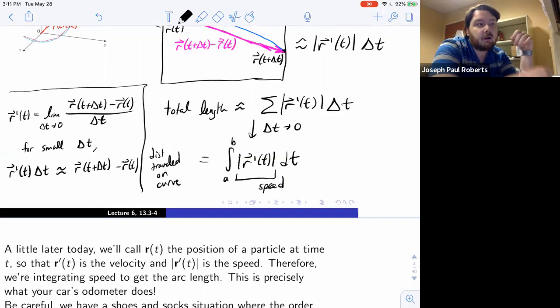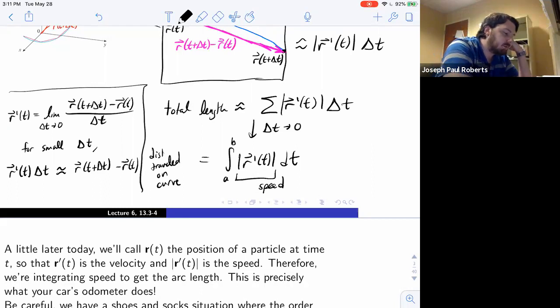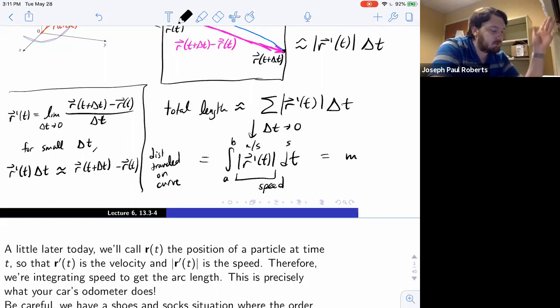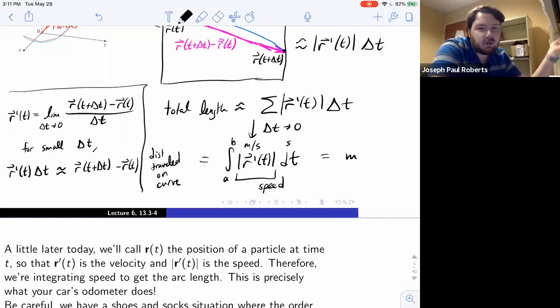When you drive your car, the odometer is giving you the definite integral of your speedometer as a function of time, right? Your speedometer has units miles per hour. Your odometer has units miles. So if we want to think units, then I guess we should use SI units, just so we don't get laughed at by scientists. Speed has units, say, meters per second. dt you want to think of as having units of seconds, and so you end up getting something with units meters, which is the distance you've traveled.